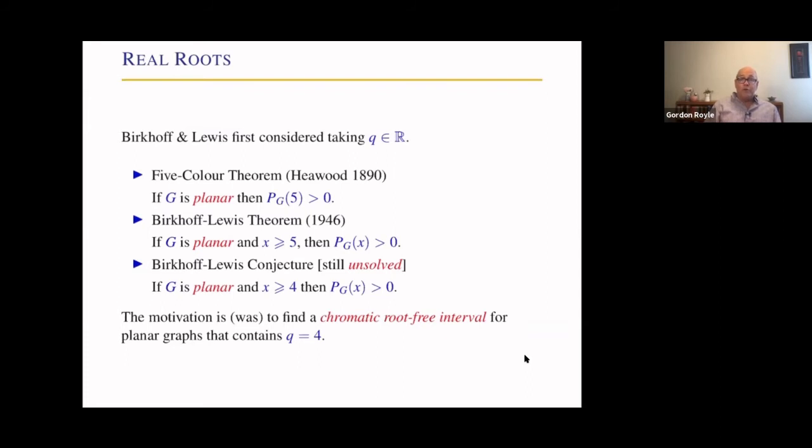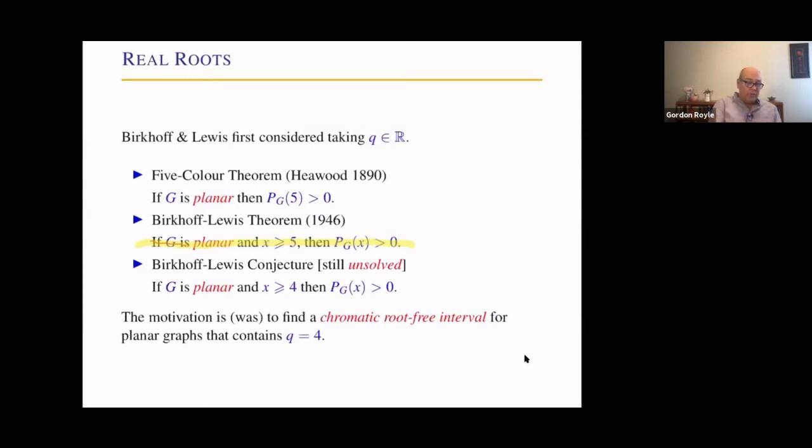So it was Birkhoff and Lewis who first considered taking real values and substituting them into the chromatic polynomial. And the key theorem is that if G is planar, then the chromatic polynomial is positive for all real values of x at least 5. So that's sort of like the 5-color theorem extended to real values. The Birkhoff-Lewis conjecture: they conjectured in addition that if G is planar, then the interval [4, infinity) is free of chromatic roots.